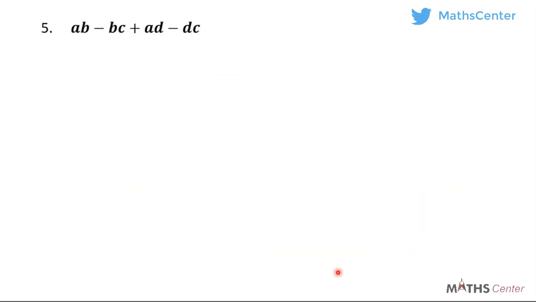Let's take another example. AB minus BC plus AD minus DC. So here what you do is that you group two terms that have something in common. So when you come here, we can see clearly from here that AB and BC have B in common. AD and DC also have D in common, so you can group them. So you group them like that.